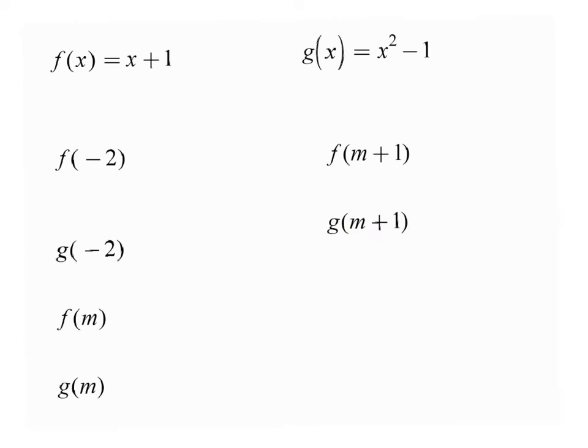So I'm going to give you two functions, f of x and g of x. And then, for example, I'm going to ask you to evaluate f of -2. So this is evaluating at a point. What this means is plug in -2. So I'm going to write that down. Any place you see an x, we're going to plug in -2. These are pretty easy, right? -2 plus 1. F of -2 is -1.